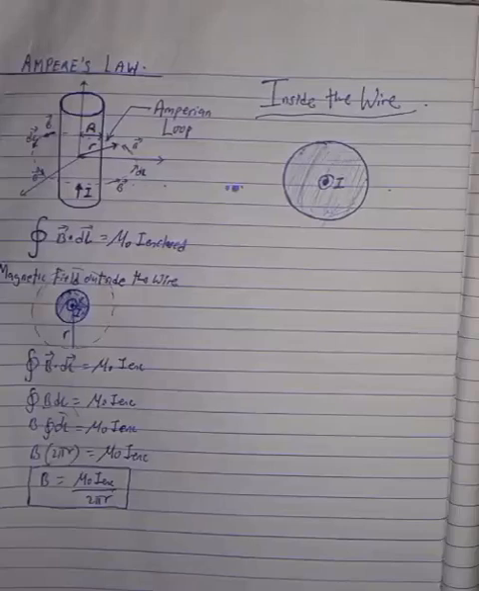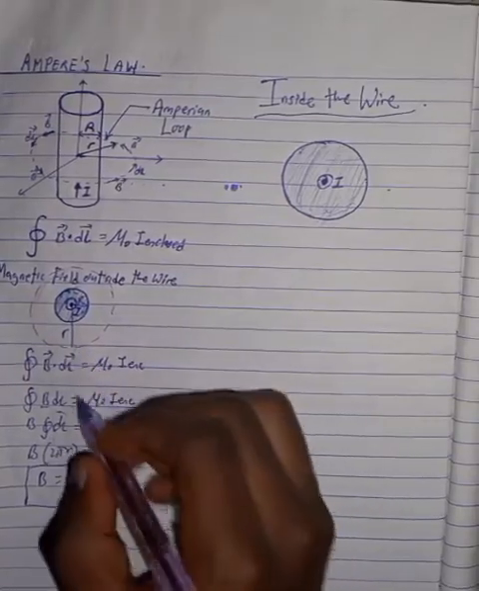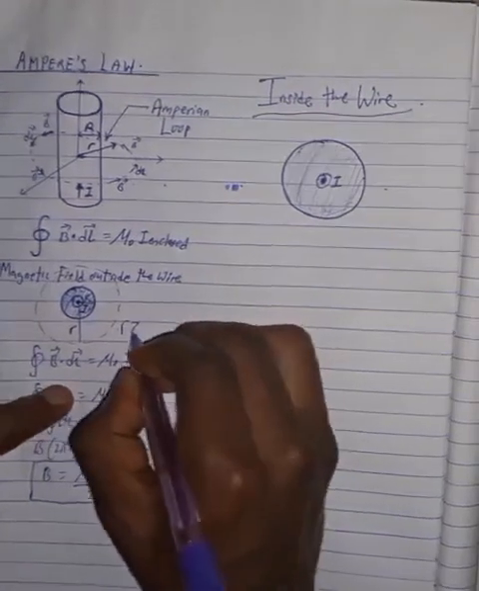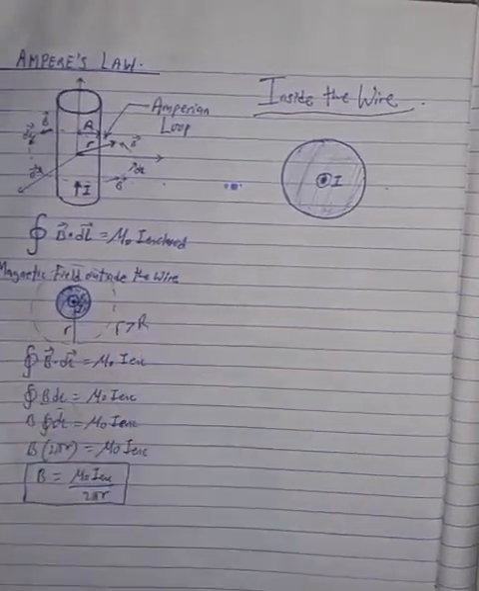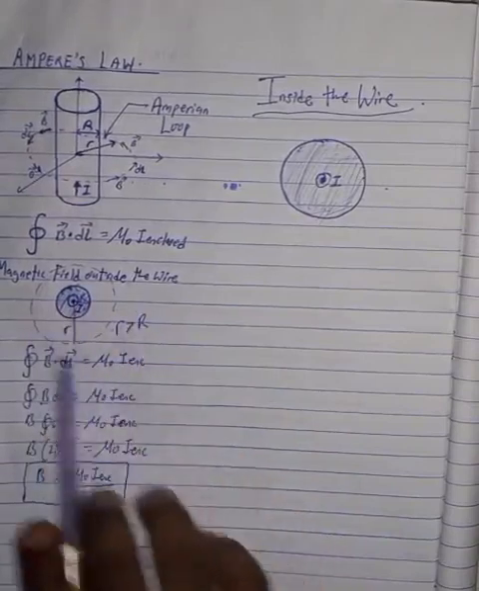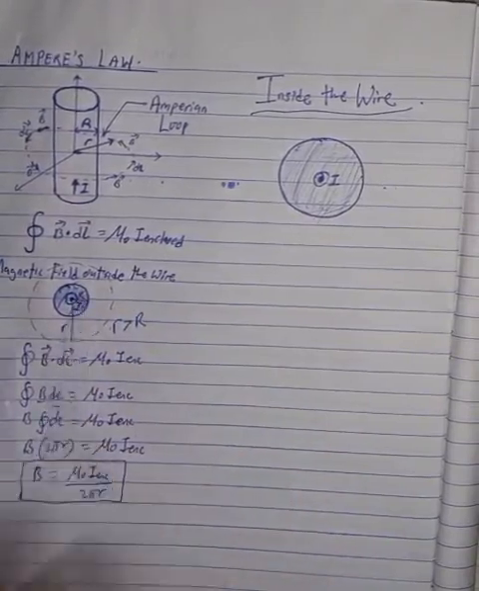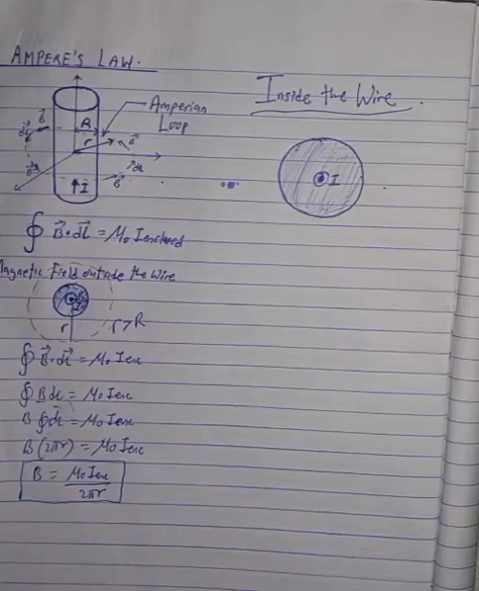Now, for the previous video, you will observe that this small r, which is the radius of the Amperian loop, is actually greater than the radius of the wire. So this one is for the field outside the wire. This r here is bigger than this r. But let's look at the magnetic field inside this wire.